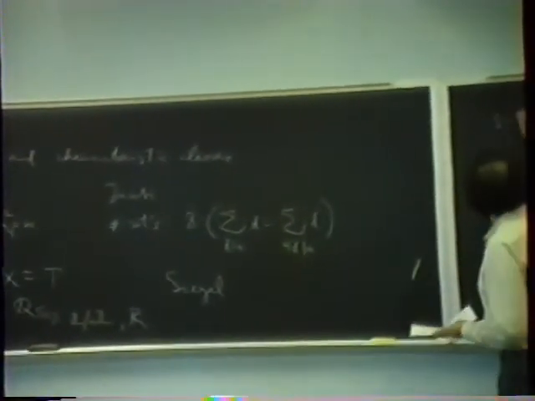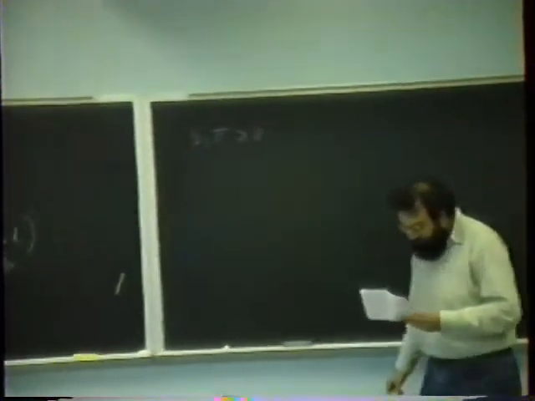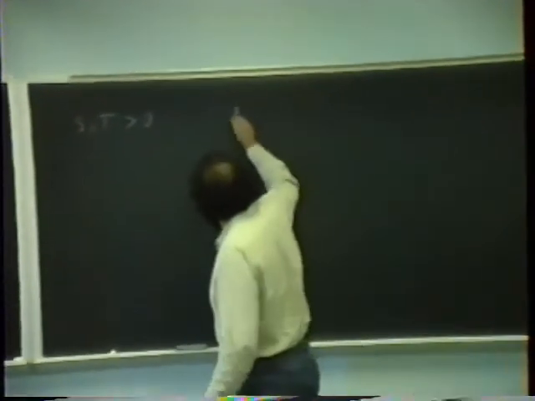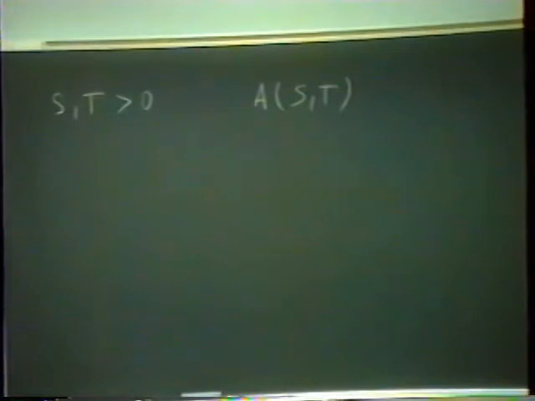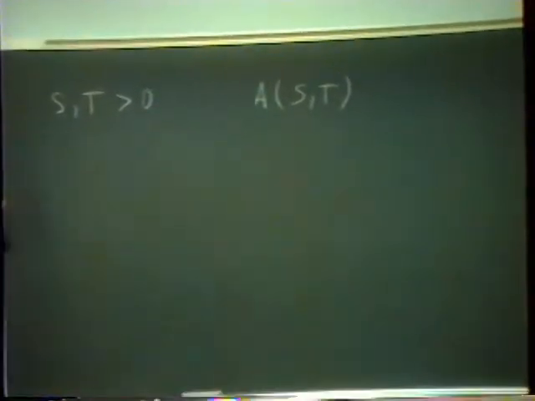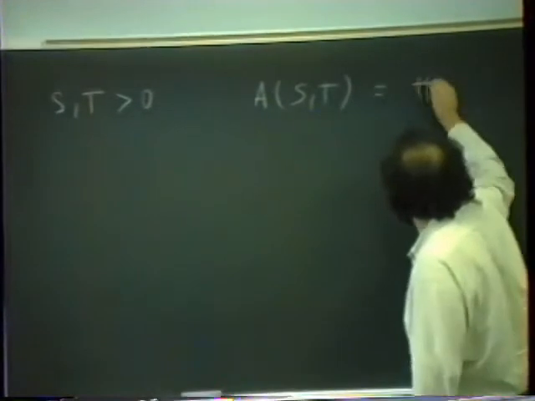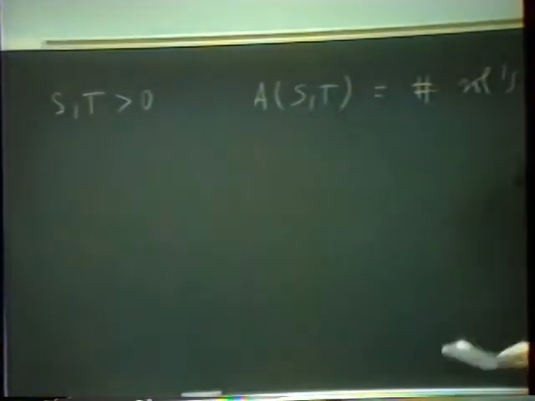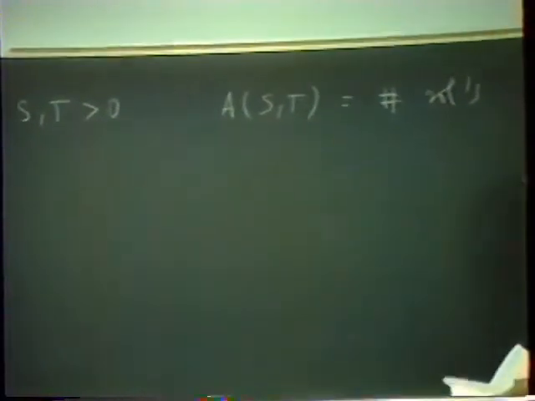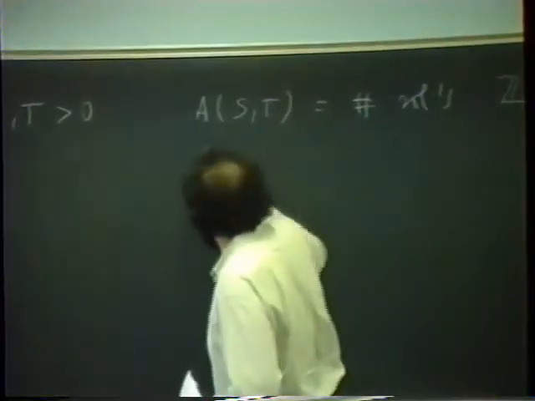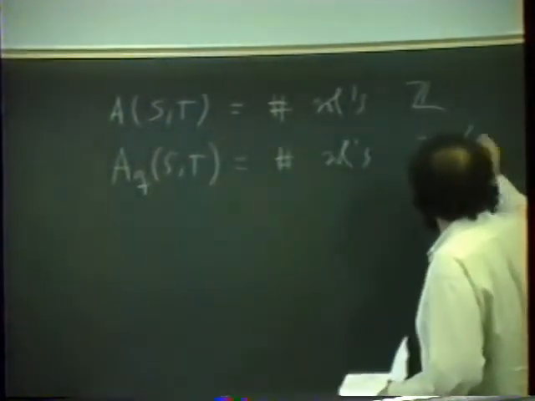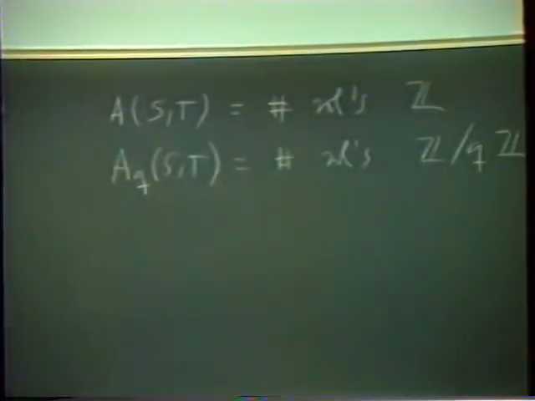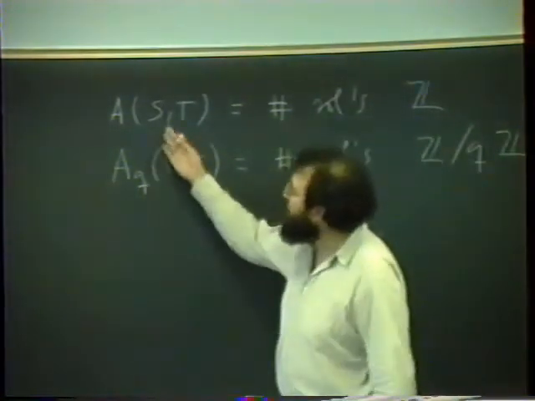So let's assume for simplicity that S and T are positive definite. And let's look at the number of solutions in integer matrices X to this equation. Let's call that A(S,T). So that's the number of solutions in integers. And let's write also A_Q(S,T) for the number of solutions modulo Q, where Q now is any integer. The statement we would like to have somehow is a statement that would relate these two numbers.